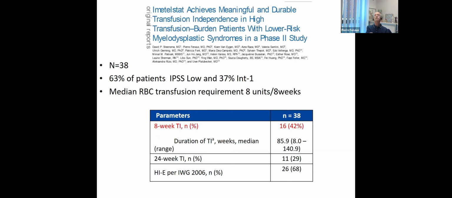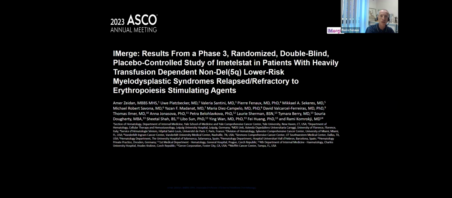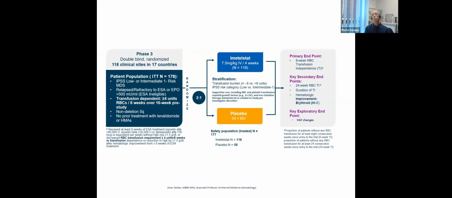After that, we have imetelstat, which is a telomerase inhibitor, which in a phase 2 study on 38 highly transfusion-dependent patients showed transfusion independence in 42% of the patients with a median duration of 85 weeks or so. And results were confirmed in a phase 3 trial published now in the Lancet, IMerge, which randomized imetelstat every 4 weeks versus placebo in patients who are resistant to EPO and who are transfusion dependent.